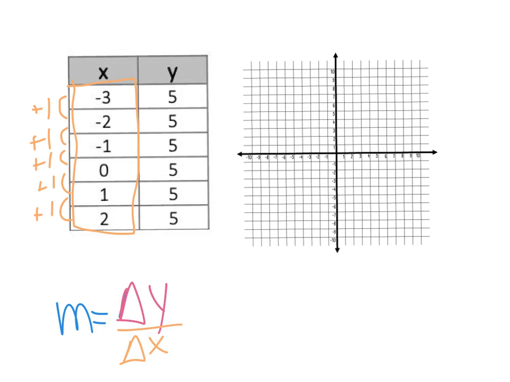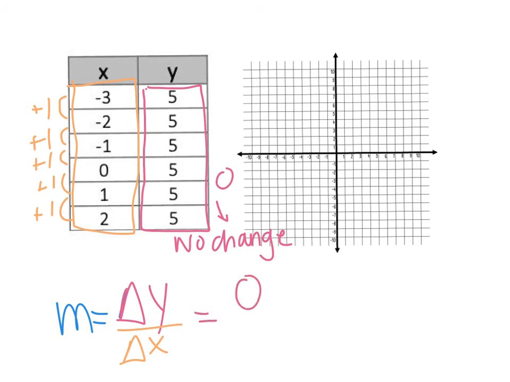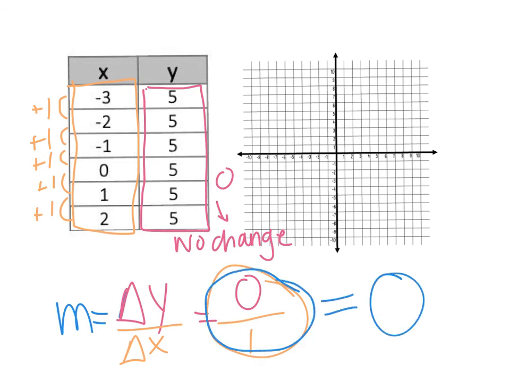Now, if I look at my y column, what is the change here? From 5 to 5, well, there is no change. No change. So it's 0 change. So if I were to write this as a fraction, my change in y is 0, and my change in x is 1. Well, this is my slope. 0 over 1, which equals 0.